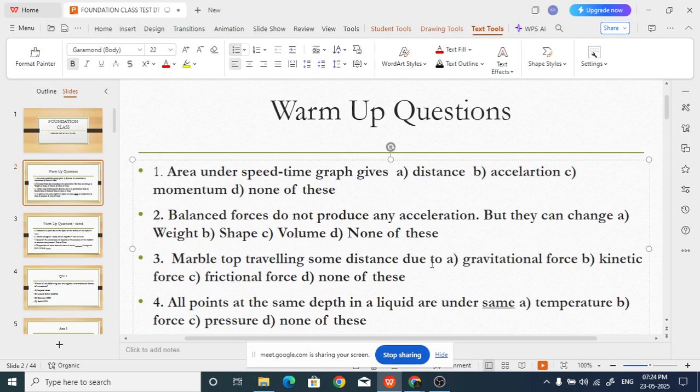All points at the same depth in a liquid are under the same dash. Suppose in a beaker you have water. If you take a point 1 foot below, will the temperature be equal? Will the force be equal? Will the pressure be equal? Or none of these?